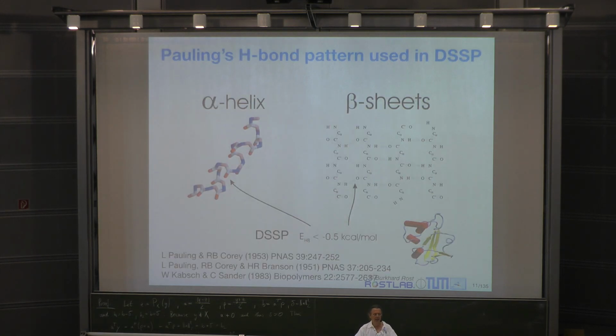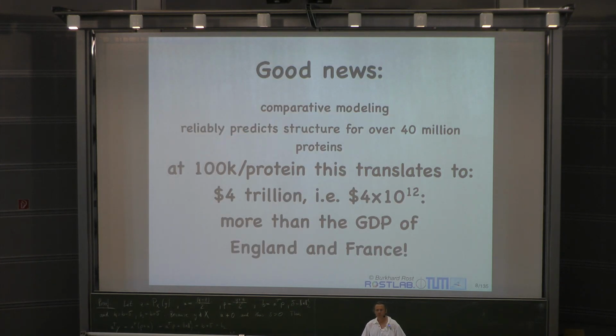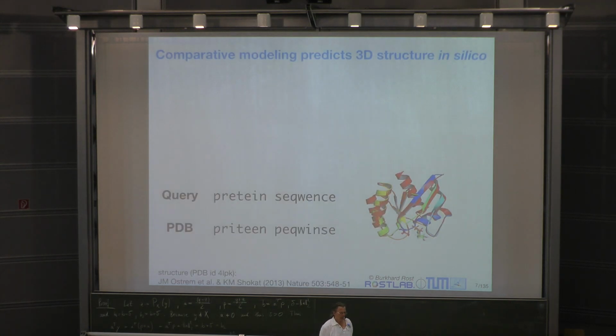Secondary structure, I have told you. Yeah? A question on that 40 million thing. If, maybe I'm missing something, but if we don't know the secondary structure of this 40 million, how do we know we reliably predict? Oh, so let me repeat the question for everybody else.